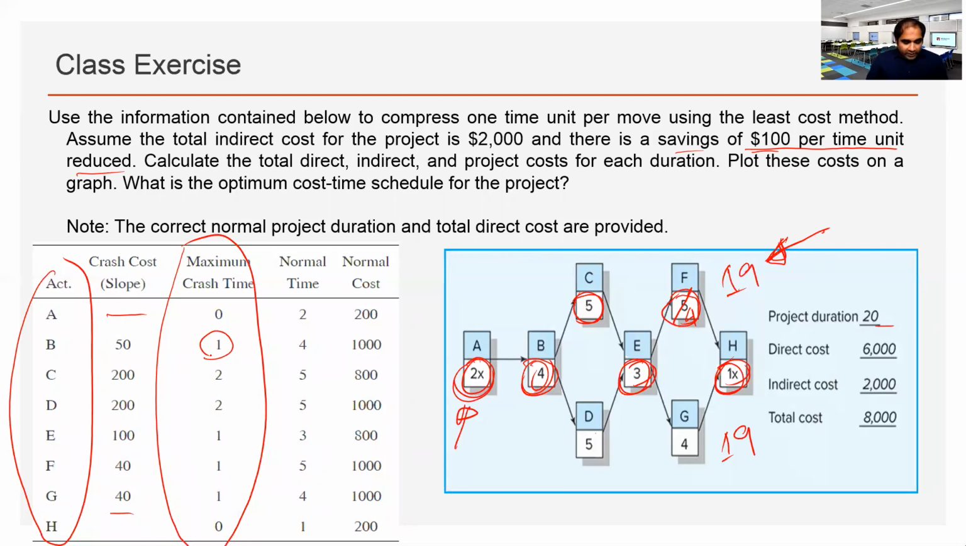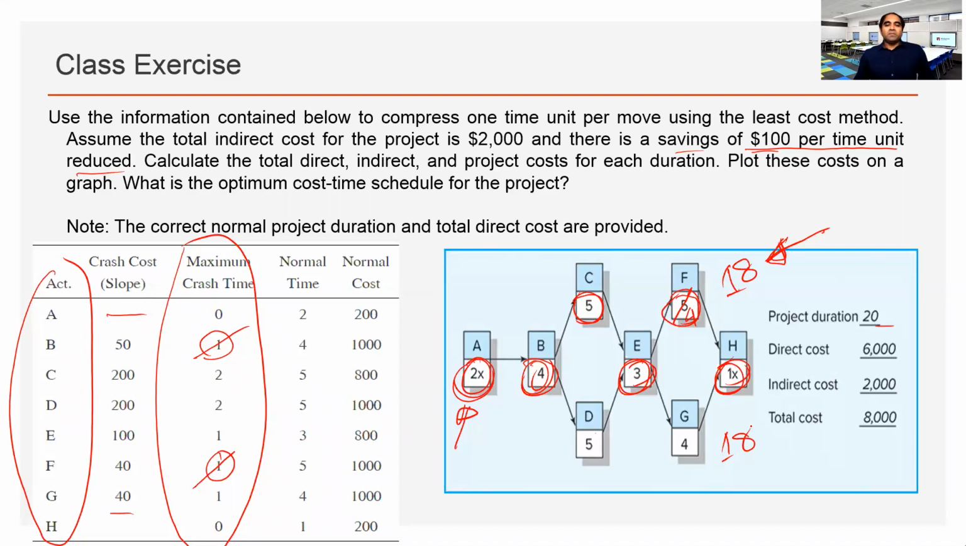All right, so we crashed F and B. Now the duration is 18 in both the chains. We have options for C, D, E. Okay, C 200, D 200, E 100. Which one would you pick? Give me your clever answer. Which one would you pick?